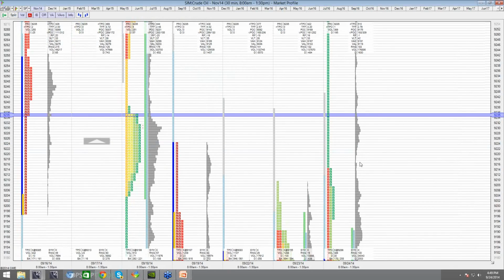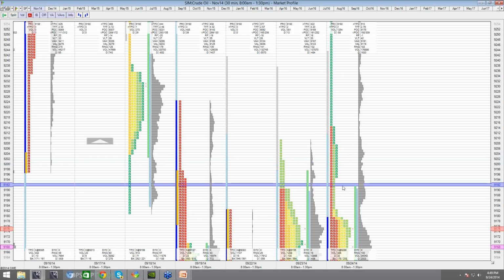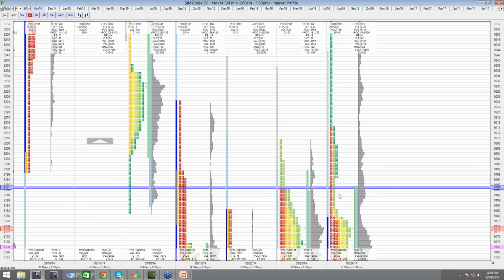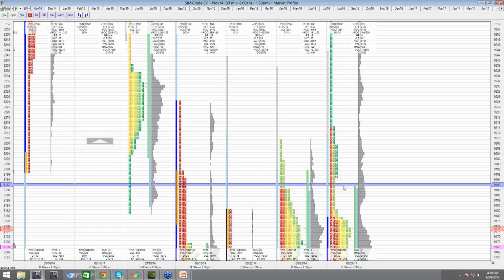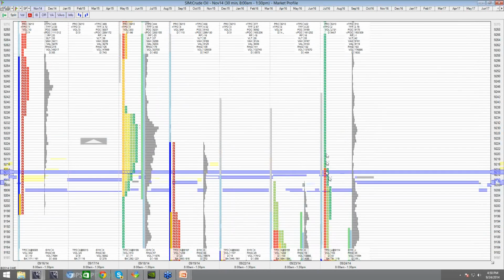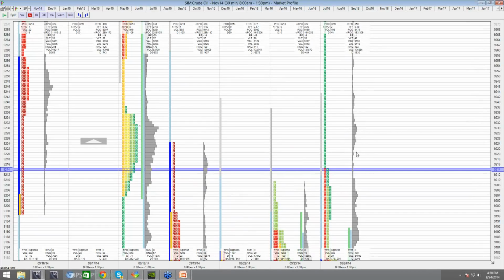Okay, so this is an example of a possible good pullback to the high of value in order to have a place to come back to continuation. K period never made it back there. I don't know if J did. But once this breakout started happening, okay, you've got rejection in volume here. Now you've got, I call these volume shoulders.